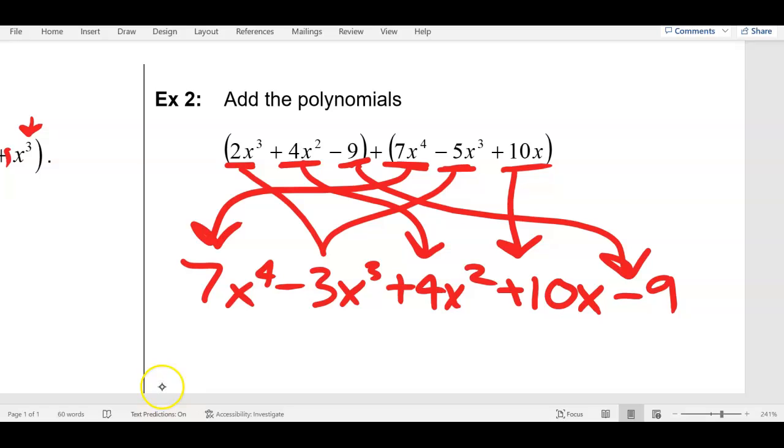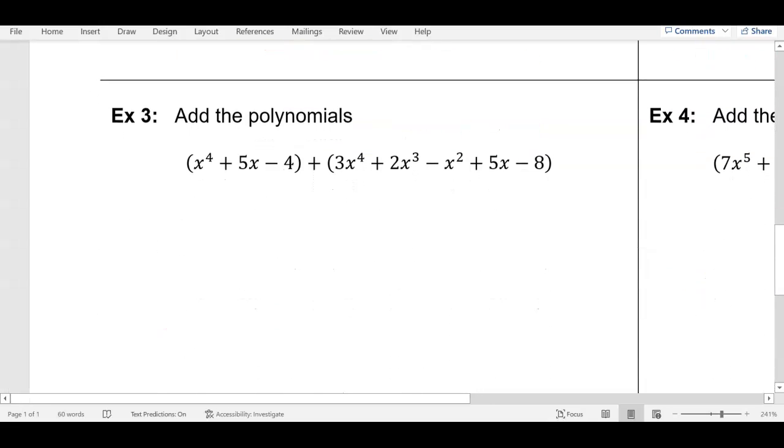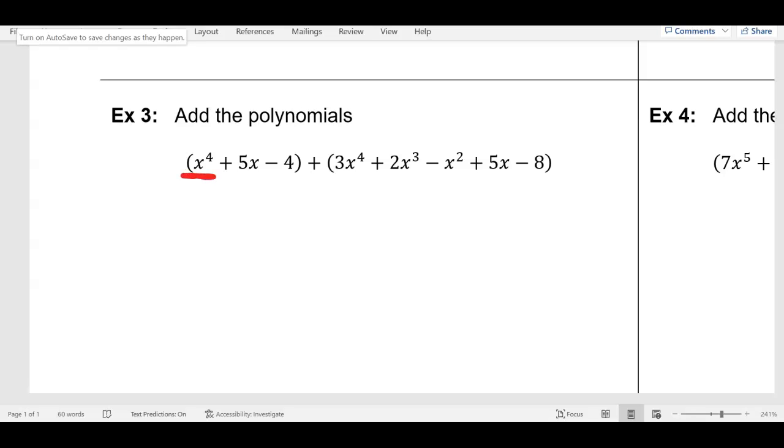Okay? Number 3. Same idea. So what's the highest power you see on number 3? The highest degree or exponent. Fourth. All right. So I have x to the fourth, and it helps you write the little one there. Do I have another one? 3x to the fourth. Combine those like terms. Add them up. 1 plus 3.